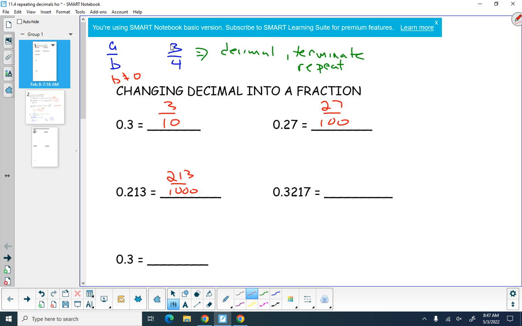And what we learned back in 5th and 6th grade math, when we were able to start dealing with the idea of decimals, is the number of decimal places we had tells us the number of zeros that go on the bottom. 0.3, I have one decimal place, so I have 1 zero on the bottom. 10. 0.27 has 2 decimal places. Tells me to put 2 zeros in the bottom, 1 and 2 zeros. 0.213, I have 3 decimal places, so I'm going to put 3 zeros in the bottom.